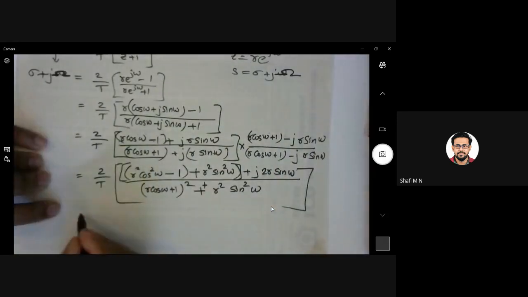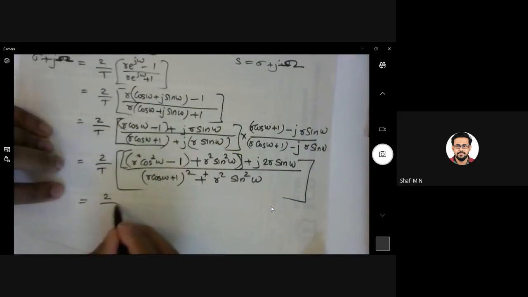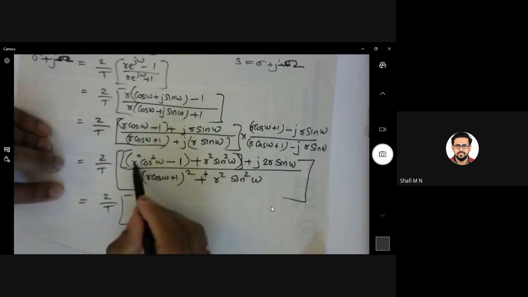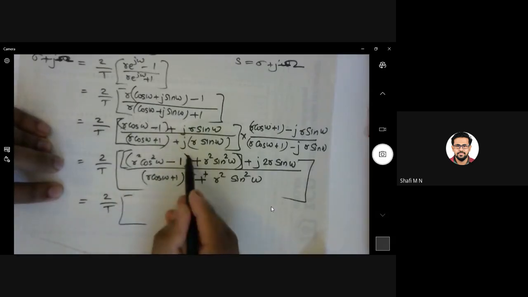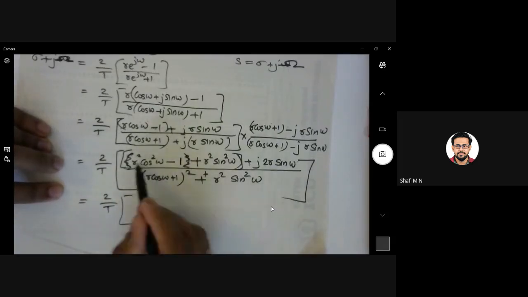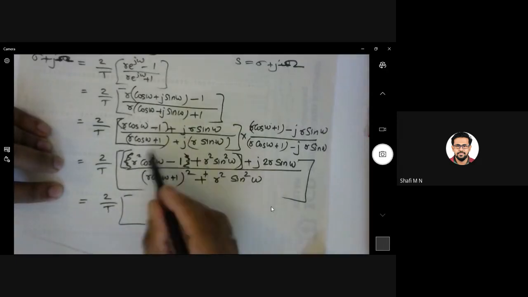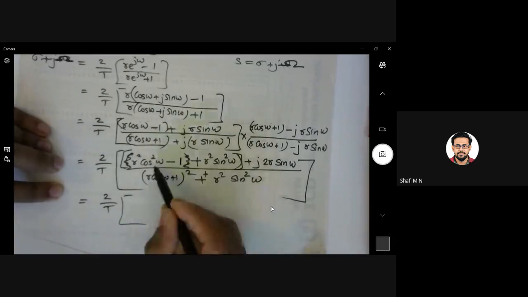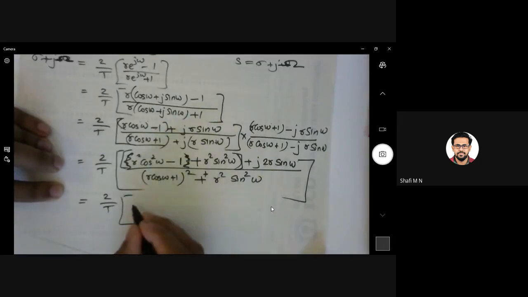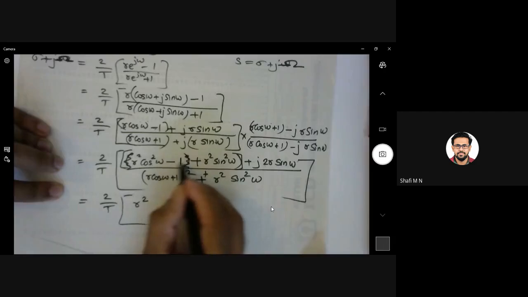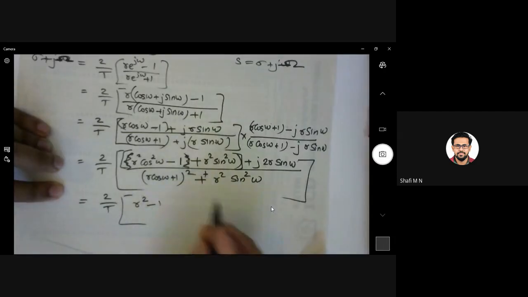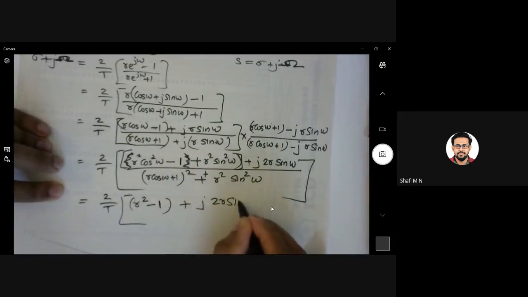Nothing more. So the numerator can be further simplified. 2 by t into, see, if you open this bracket, no need of bracket because this is simply plus, right? So this is r square cos square omega t plus r square sin square omega t. From both these terms, if you take r square common outside, what you will get? Sin square omega plus cos square omega, that is 1. So that will simply become r square. Then what is left is r square minus 1. So this is actually the real part of the numerator. And the imaginary part is 2r sine omega.